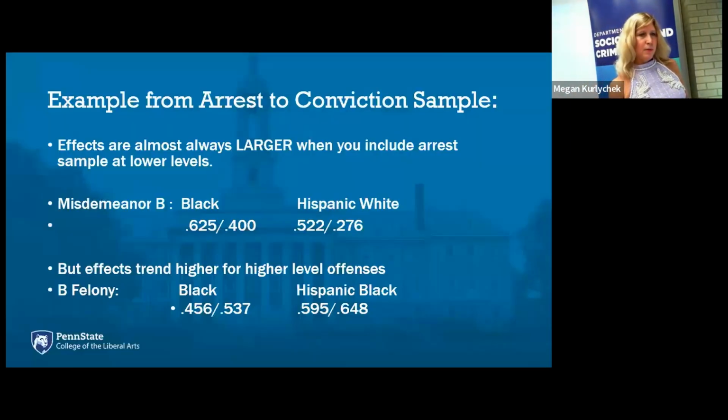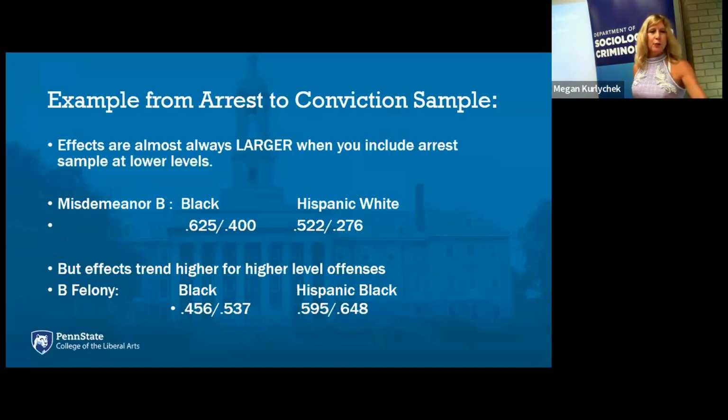So when you go from the arrest to the conviction sample, the effects are almost always larger when you include arrest, particularly at the lower levels. They're bigger because there's more people, there's more action going on, because if it was dismissed, you obviously can't be convicted of the same offense you were arrested on. It's gone, right? So your effects get bigger.